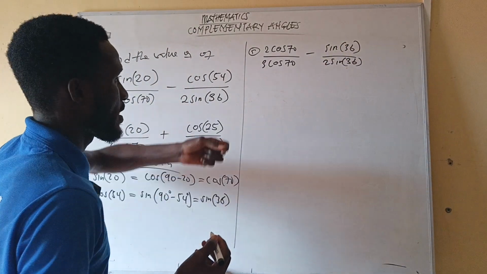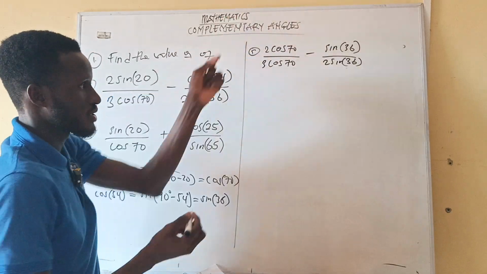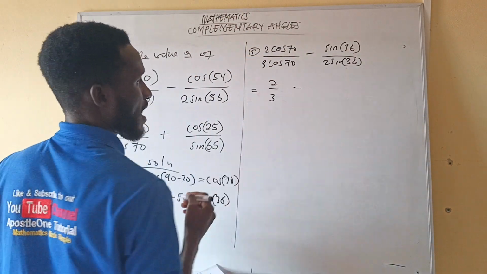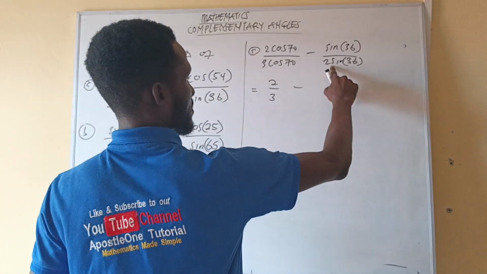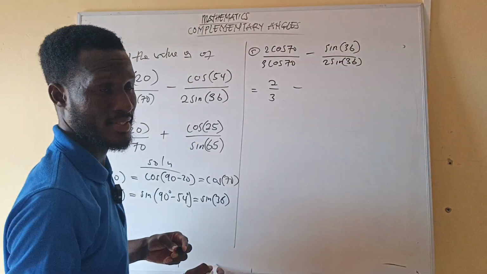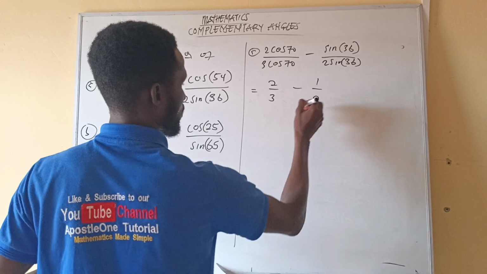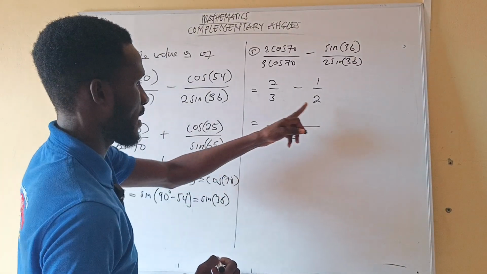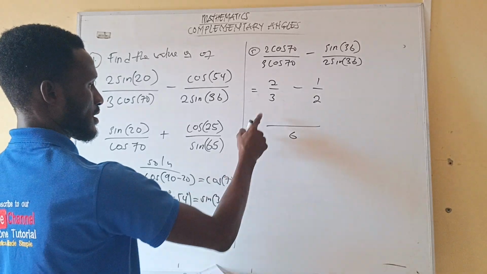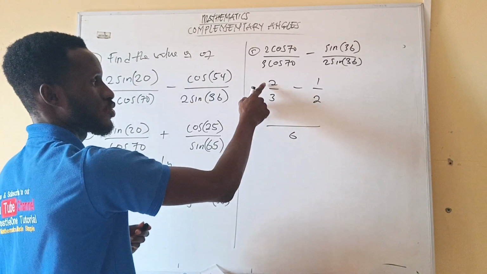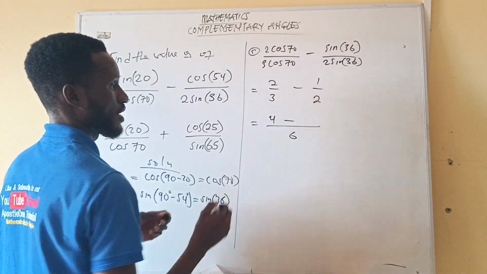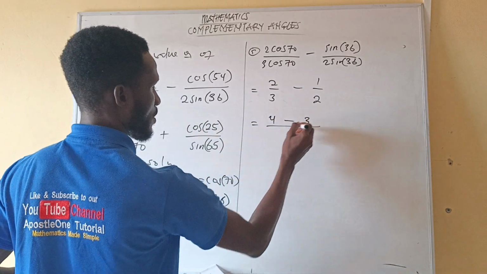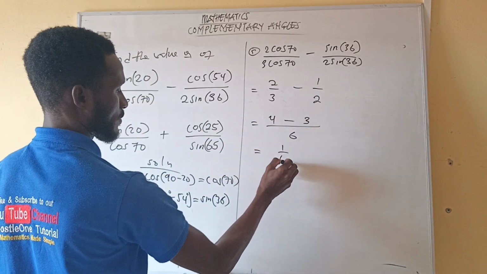Now, so what can we do here? Cos 70 will cancel cos 70. We're going to get 2 out of 3. Now, minus sine 36 will cancel sine 36. I'm going to get 1 out of 2. Then at this point, we can now find the LCM of 3 and 2, which is 6. 3 going into 6 2 times, 2 times 2 will give us 4. Now 2 going into 6, how many times? 3 times, 3 times 1 will give us 3. So what are you going to get? The answer will be 1 out of 6.